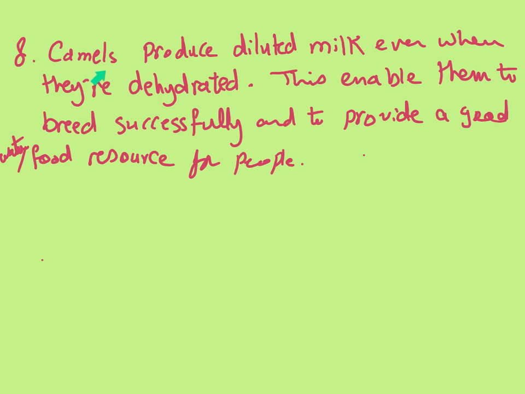Also, the she-camel, the female camel, produces diluted milk even when dehydrated. This enables them to be a successful animal in breeding and also to provide a good meal, water, and food resource for the people, because the people who are living in the desert and take care of camels can slaughter them, or they can take their milk, they can take their muscles. They are very delicious and they have much water content inside.